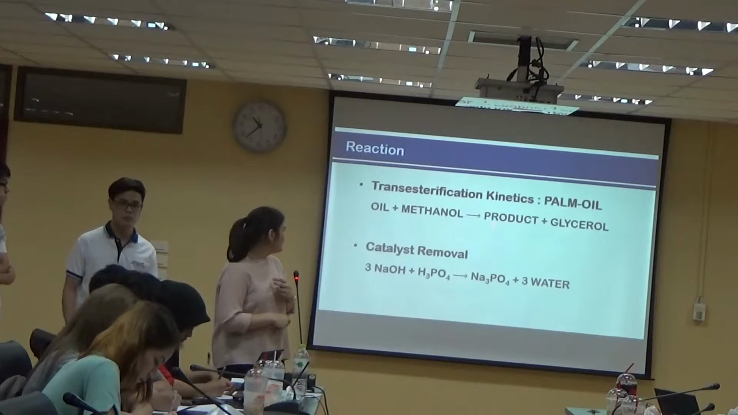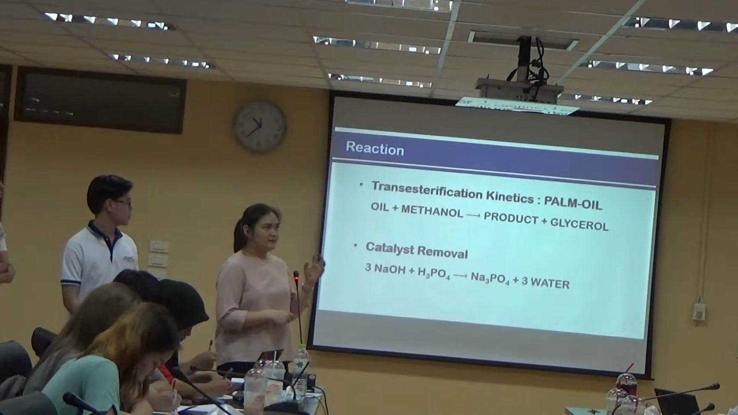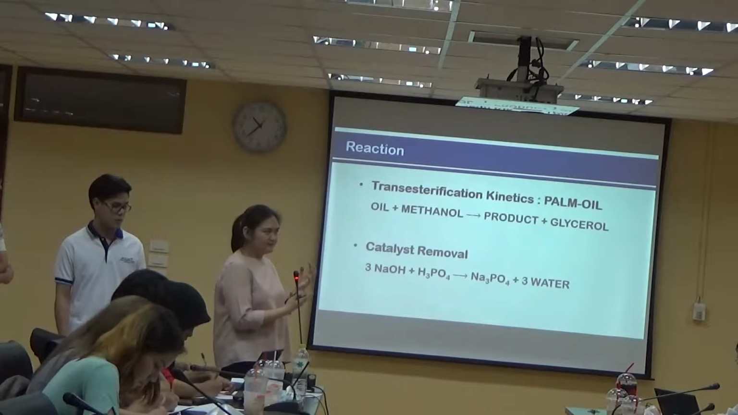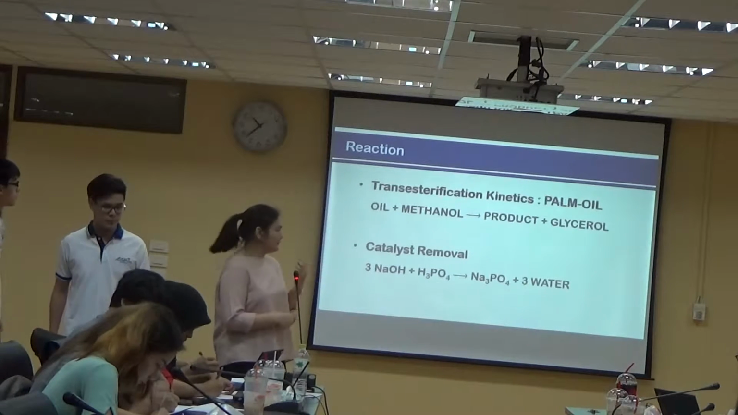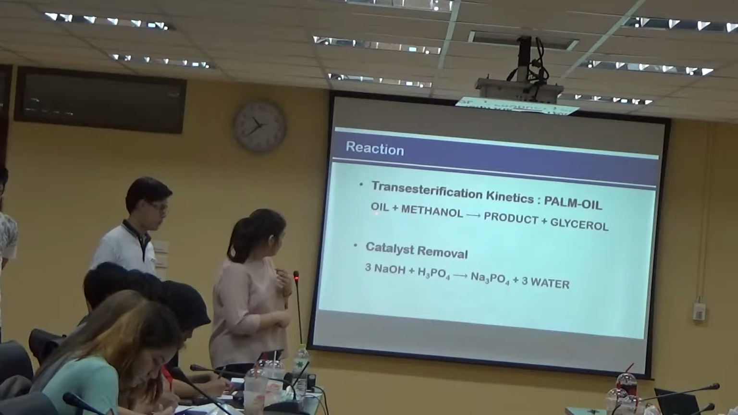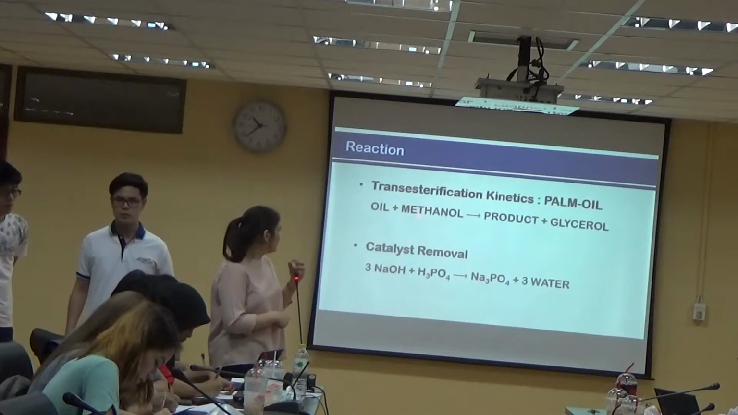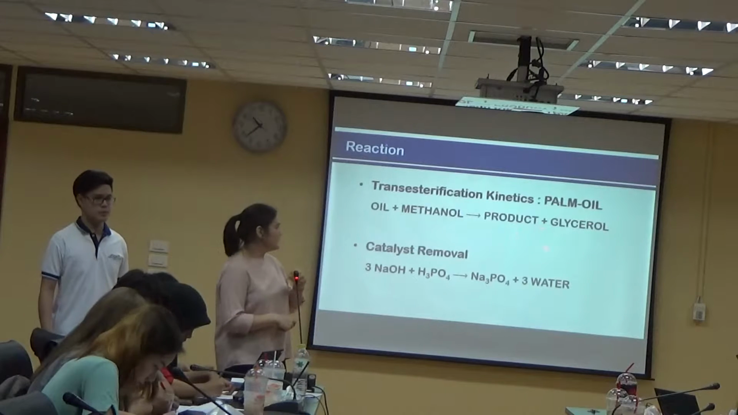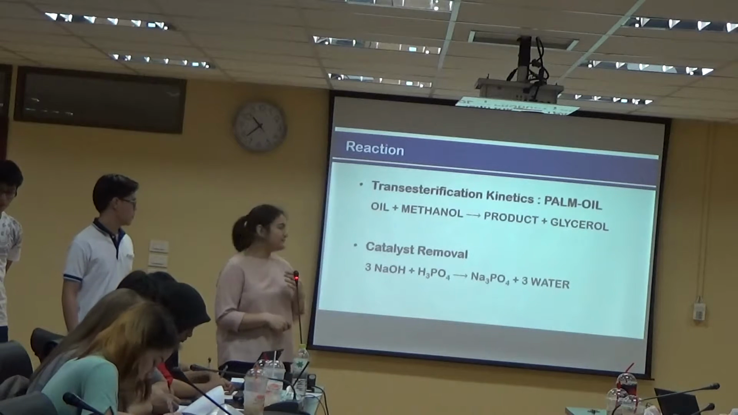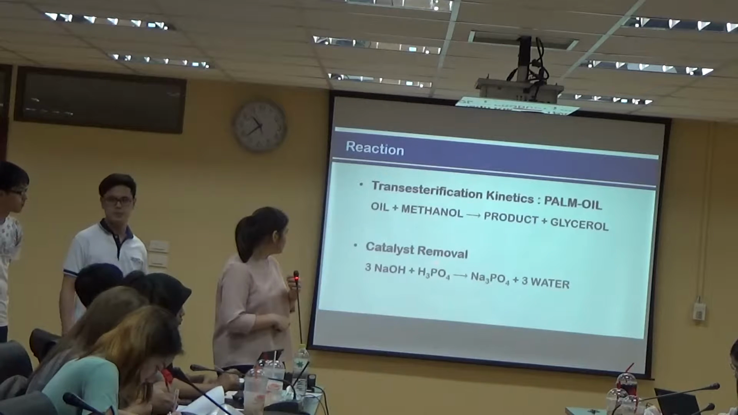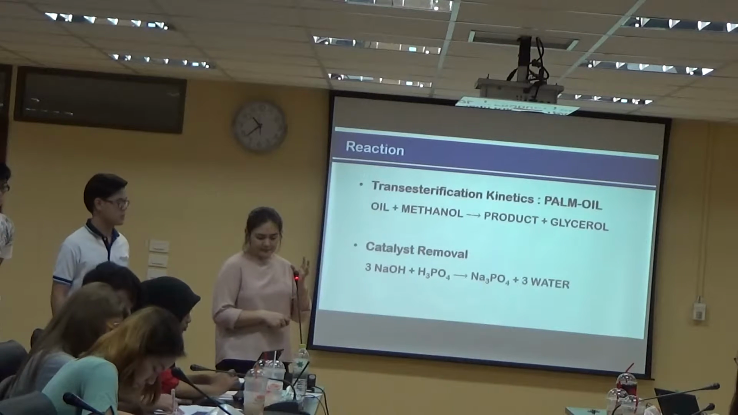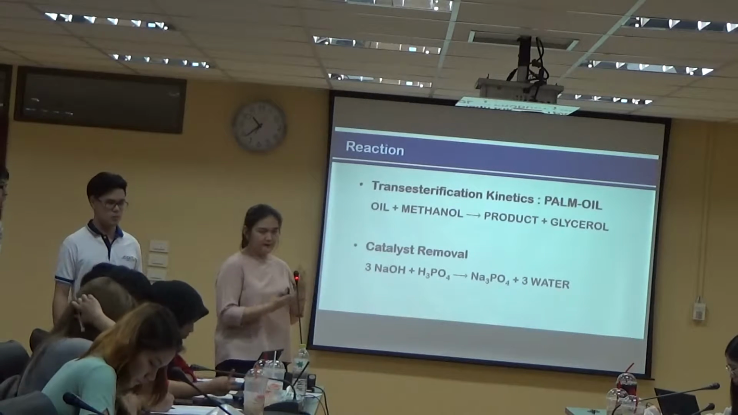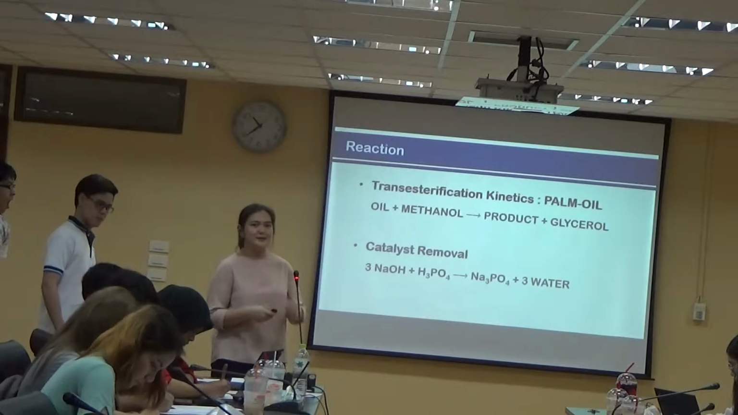First is the transesterification kinetic, named palm oils, that has been created for use in the reactor. That is the mixture of the oil and methanol converting into biodiesel product and ethanol that I showed you in the previous slide. And the second reaction is the catalyst remover, which is modeled with a fixed conversion reaction in NEUTR.